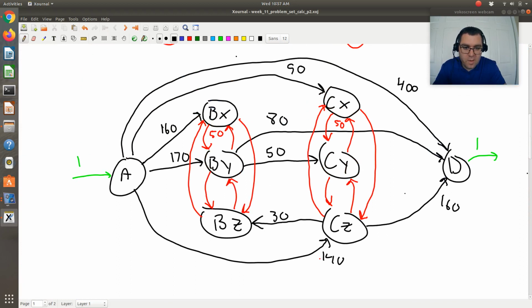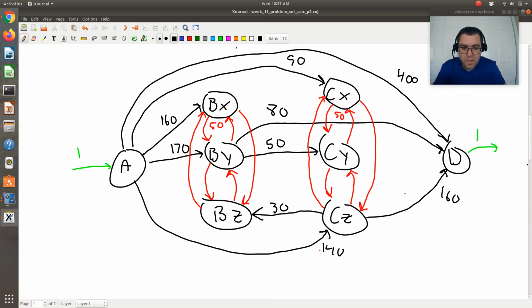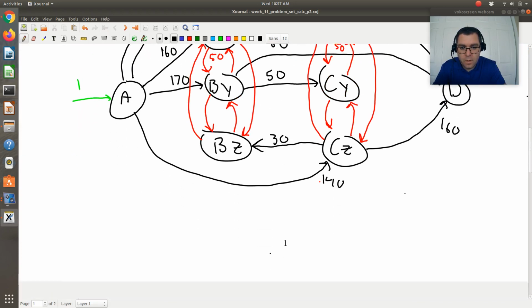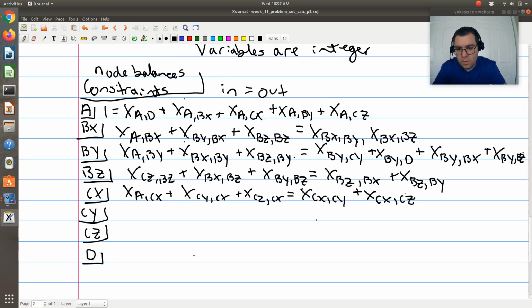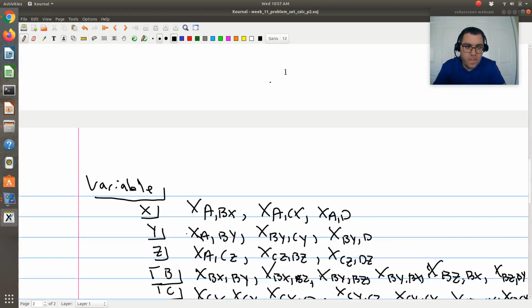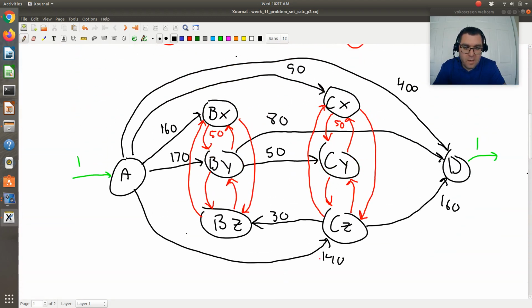We go to Y. Are there any flights coming into CY? Yes, there's one from BY. So I have X, BY to CY. Okay. Then that's flights in, do I have any transfers in? Yes, I could transfer into CY from X or Z.